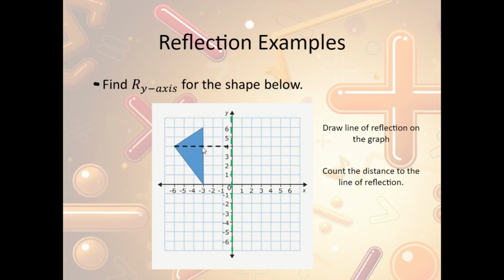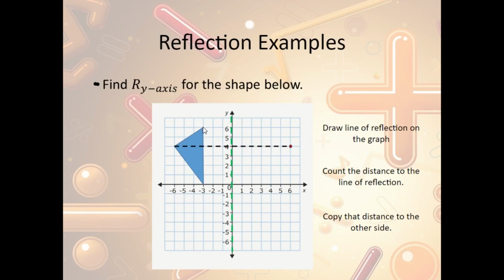And we count how far away it is from the line of reflection. So it's 1, 2, 3, 4, 5, 6 away. And we're going to copy that distance to the other side. So over here. So we go 1, 2, 3, 4, 5, 6 away and plot our point. Then we do it for each of the other points.